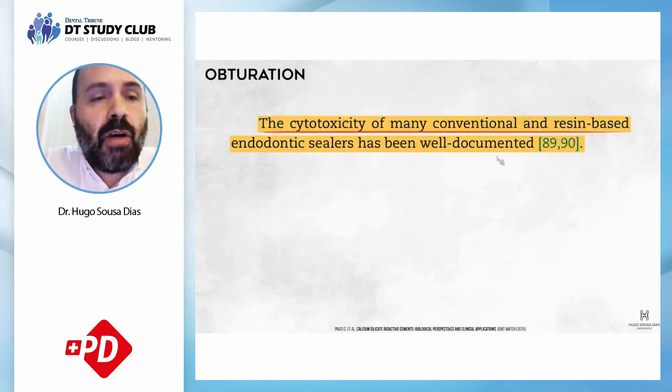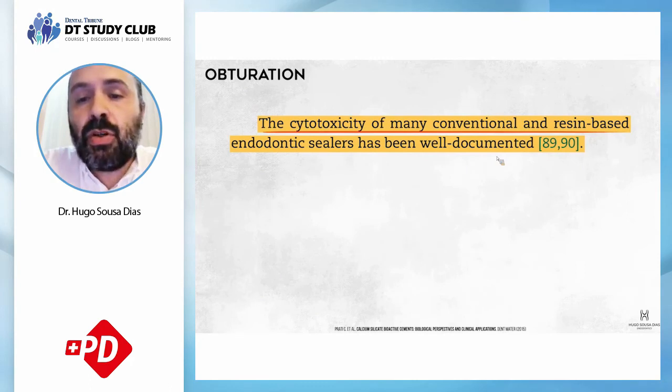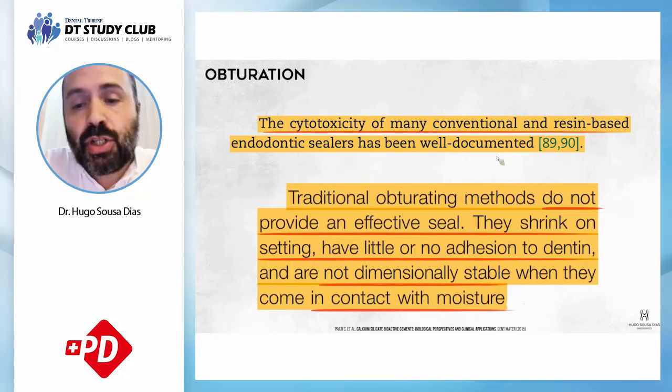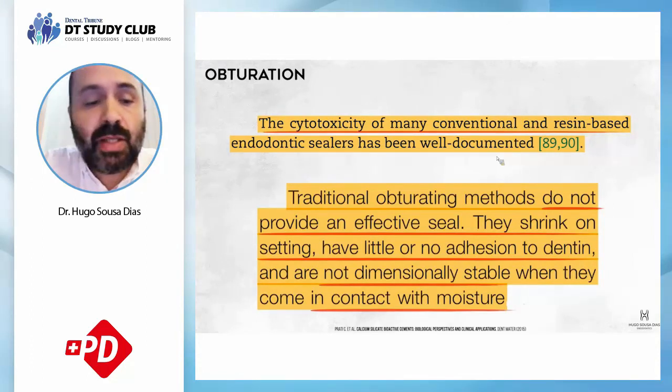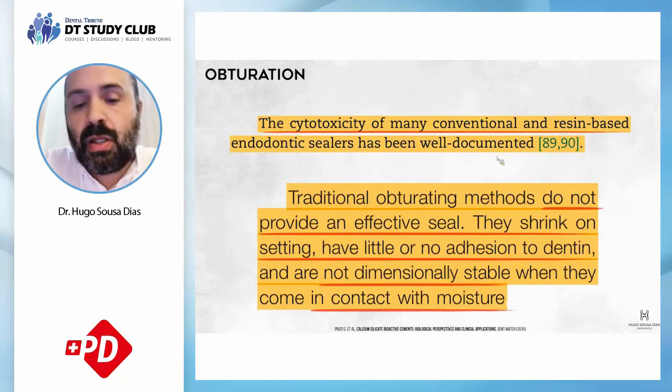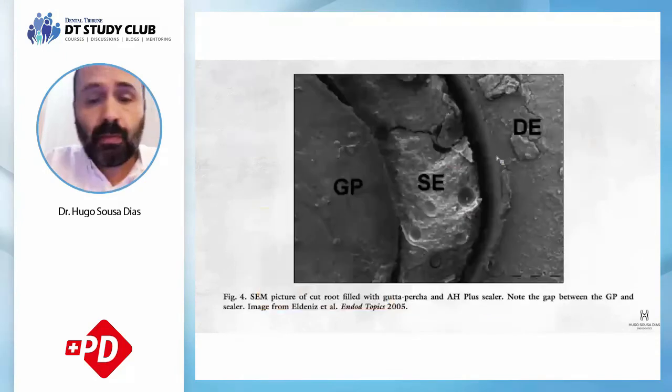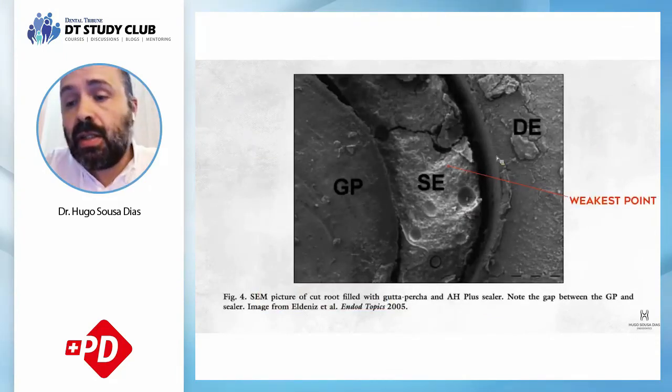And regarding the use of MTA in obturation, the cytotoxicity of many conventional and resin-based endodontic sealers has been well documented in the literature. The traditional obturation methods do not provide an effective seal. They shrink on setting, they have little or no adhesion to dentin, and are not dimensionally stable when they come in contact with moisture. The weakest point is the sealer.